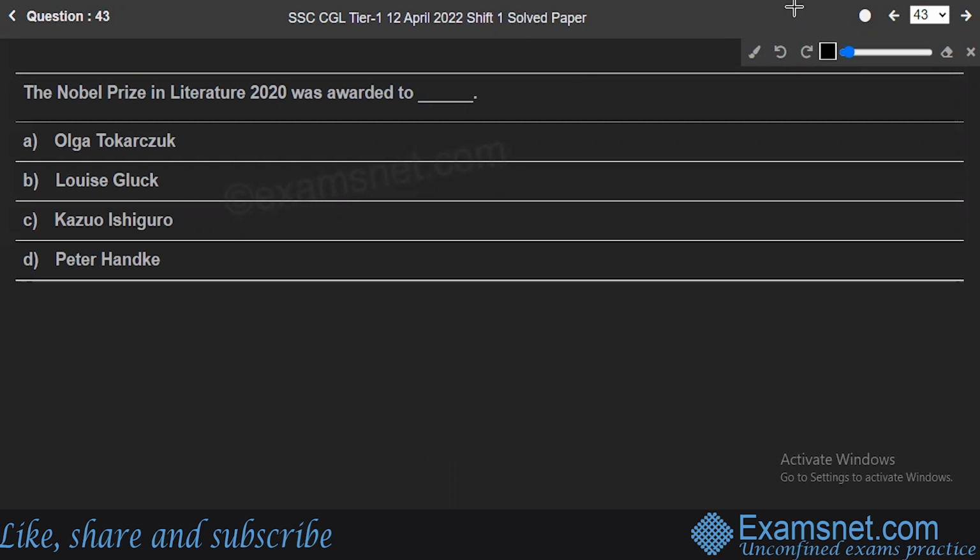Question number 43. It says the Nobel Prize in Literature 2020 was awarded to which of these four people? The first option is Olga Tokarczuk, then Louise Gluck, then Kazuo Ishiguro, then Peter Handke. Which is the correct answer to the question? The correct answer, the Nobel Prize in Literature 2020 was awarded to Louise Gluck. She won Nobel Prize in Literature 2020 for her unmistakable poetic voice.